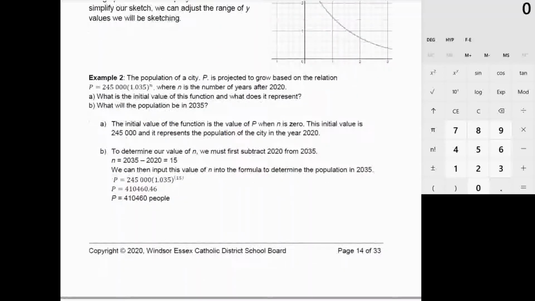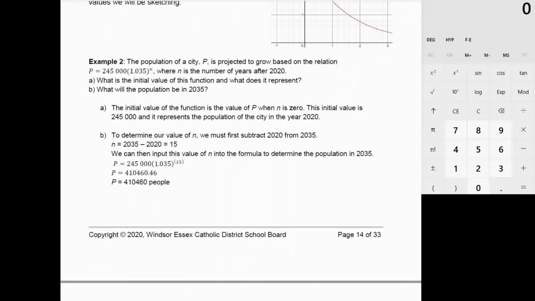Let's look at another question that doesn't involve graphing, but instead involves an exponential relation. This one is an exponential relation for population growth. So we have a city, the population is 245,000, and it increases by 35% each year. What we would do here, first in this question, we are asked for part A, what's the initial value of this function and what does it represent?